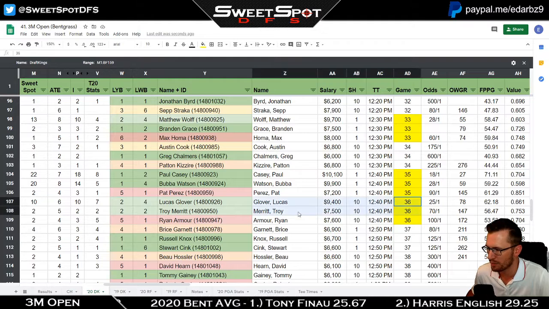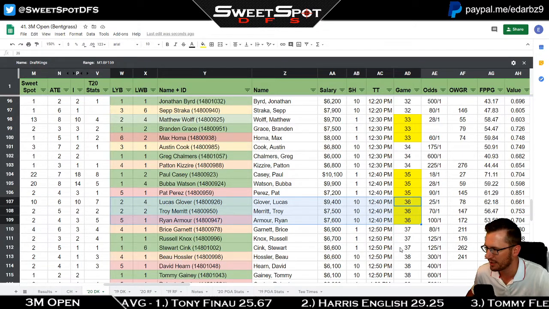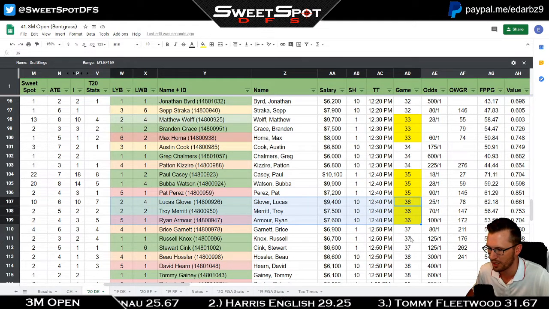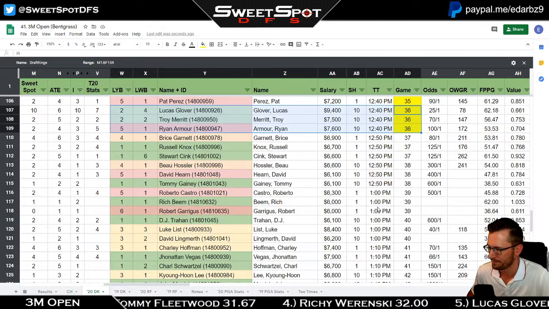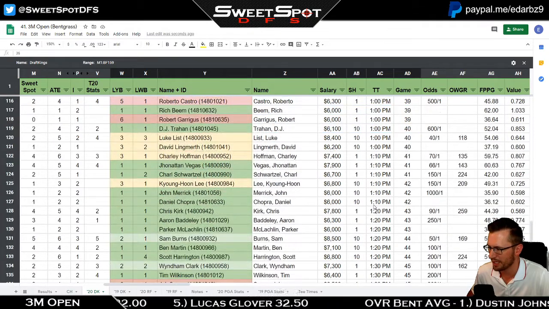The next group, probably not the greatest, honestly. Troy Merritt, Lucas Glover, and Ryan Armour. I'm not really digging that one. Not feeling it at all. Do we see anybody else that pops out?